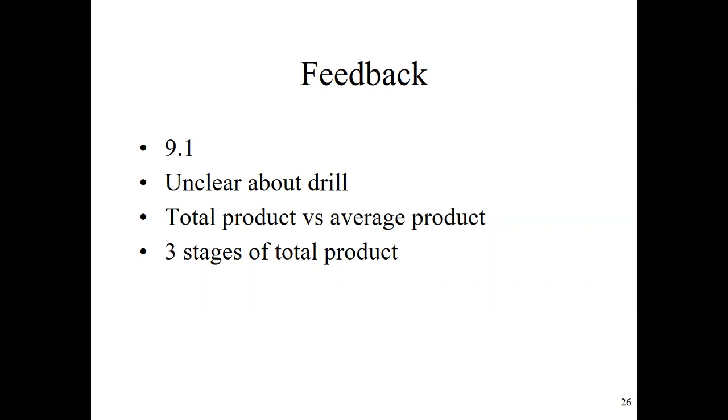So total product is kind of what it says. It's just adding up. If Andrew can make 10 pizzas and Will 5, that's 15, and me 20, that's 35, and Miles 5, that's 40. That's total product. If 4 of us make 40 pizzas, the average is 40 divided by 4. Okay, and we'll do 3 stages some more today.